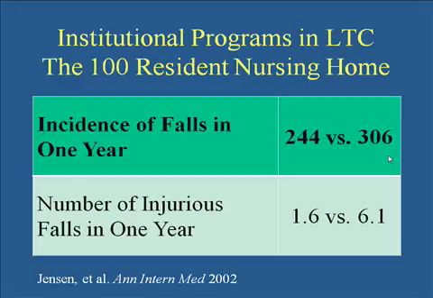And if you're like me and you work in a care center where there are about 100 beds and we run pretty full, you can expect that there will be 244 falls per year instead of 306, and there'll be 1.6 injurious falls per year versus 6.1. So by incorporating these strategies into the delivery of service in long-term care centers, both the incidence of falls can be reduced but not eliminated, and the number of injurious falls can be reduced but probably not eliminated.